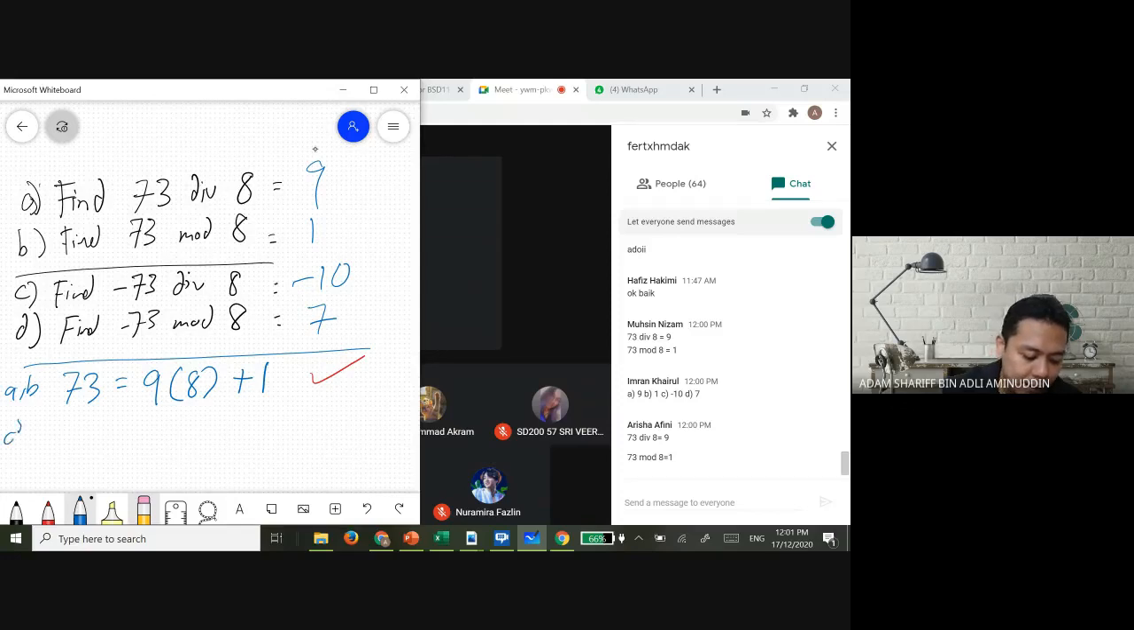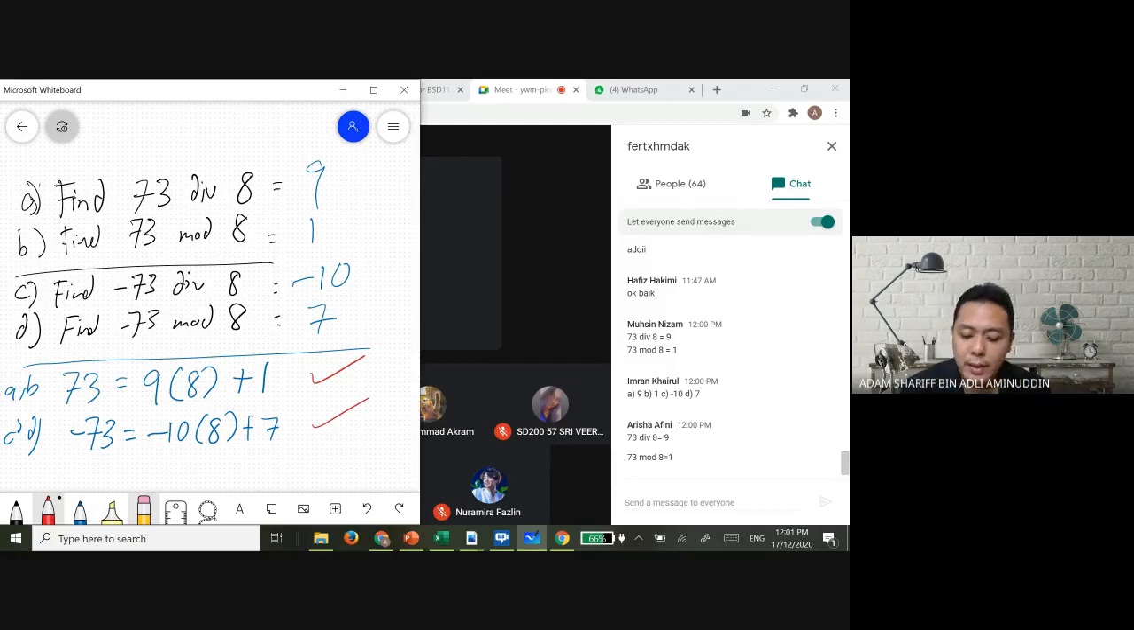Betul. C dengan D. Negative 73 equals negative 10 times 8 plus 7. 7 is smaller than 8 and is positive. The last thing I need to check is negative 8 plus 7. It will be correct.